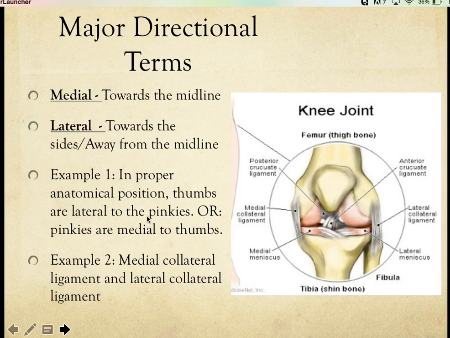Okay. Another example would be, again, in the knee, different ligaments. So here we're looking at this knee joint. This is head on. This is an anterior portion of this knee toward the midline. So this would be like where your legs would come together or your knees would come together. You have a ligament. This is called the medial collateral ligament. You also have one that's on the outside of your knee that is called the lateral collateral ligament.